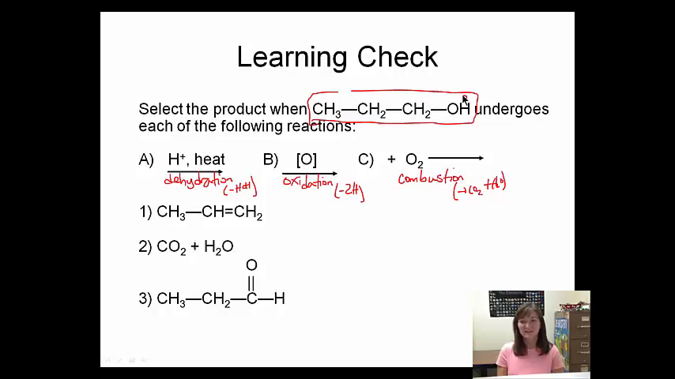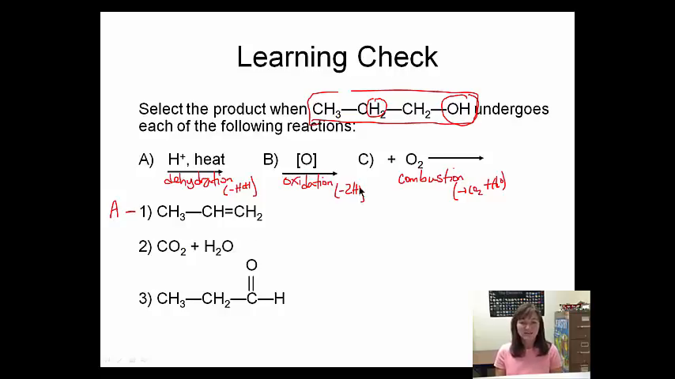So I'm going to take off this OH, and since I'm making this carbon mad, I have to come over to a neighboring carbon and take off one of these H's. And then I'm going to end up with a double bond between these 2 carbons. So that's going to lead me to an alkene. So that would be number 1. So A is going to lead me to this alkene product. I could also just memorize dehydration of an alcohol gives me an alkene.